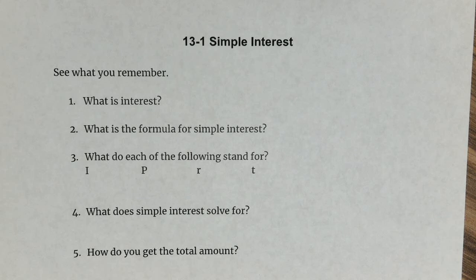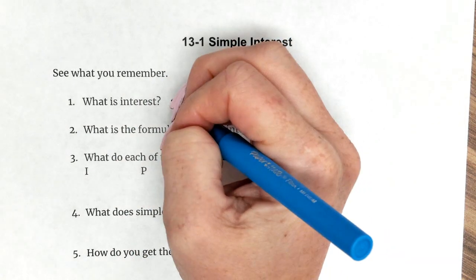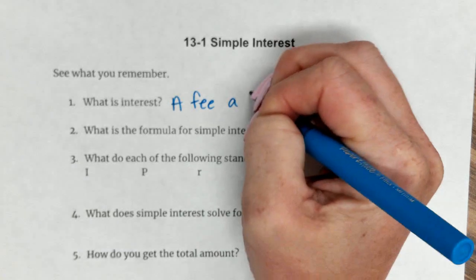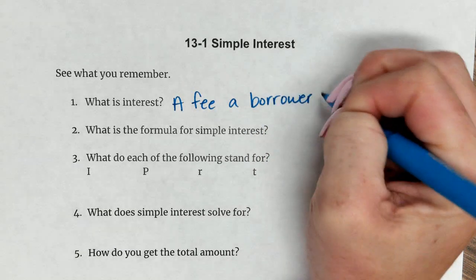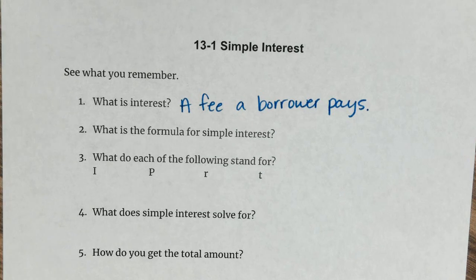Okay, I borrowed $20 from my kid. I pay her $25 back. What's the interest? The $5. So what was that? It's a fee she charged me to borrow the money. Interest is a fee a borrower pays. Interest is a fee. It's not the total that you pay back. Again, if I borrow $20 from my kid and she wants me to pay her back with interest, the interest is the fee she's charging me, not the total I pay back.